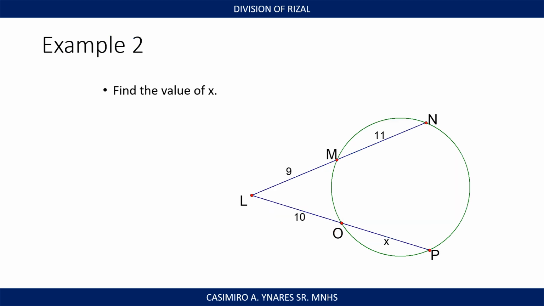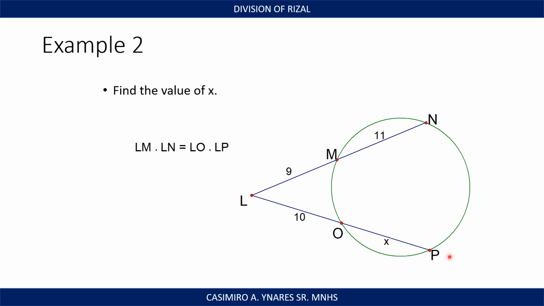Okay? Next. Let's have an example. So, tignan muna natin yung ating line, yung ating figure. To find the value of x, ang hinahanap natin is ito, yung nasa loob. Okay? So, the first thing you're going to do is to identify the given. So, we have here LM multiplied by sa kabuuan ng line, LN. At yung kabila naman, LO multiply sa kabuuan ng secant natin, LP.